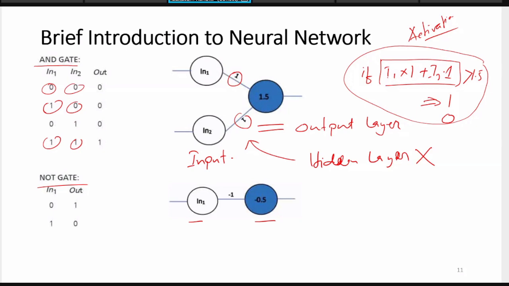A neural network is nothing but this kind of connections, right? So in the example that I'm showing here, the weights are manually worked out and fixed. Okay, so this is how these networks are designed.